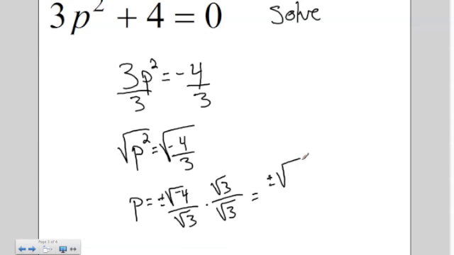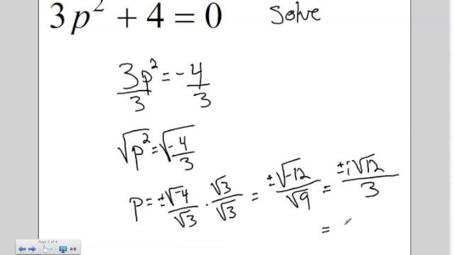So rationalizing the denominator, multiplying by square root 3, we're going to get plus or minus square root negative 12 over square root 9, which is plus or minus i square root 12, because we have the negative inside the radical, all over 3. Next, you have to reduce the square root 12, which is 4 times square root 3. So you get plus or minus 2i square root 3 all over 3. And that is what p equals.